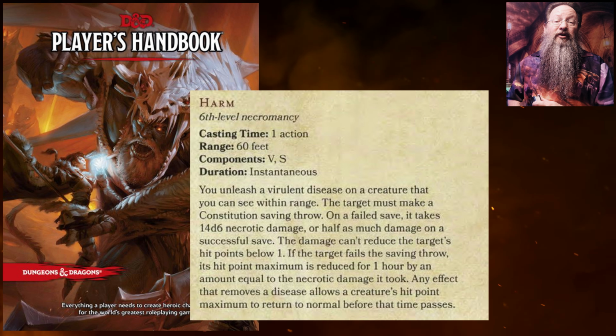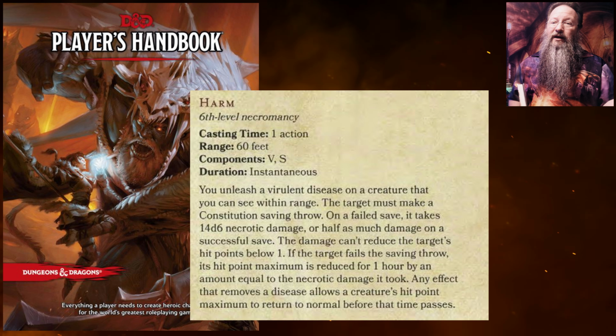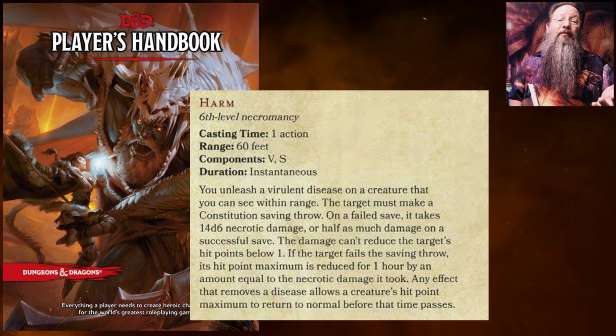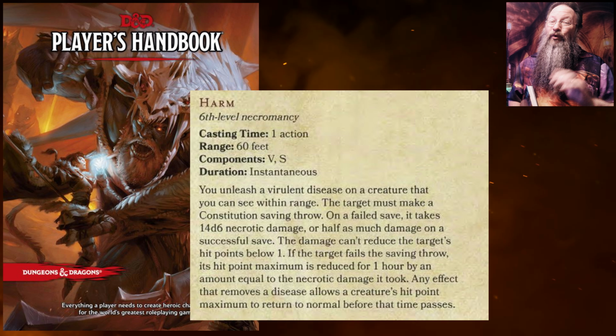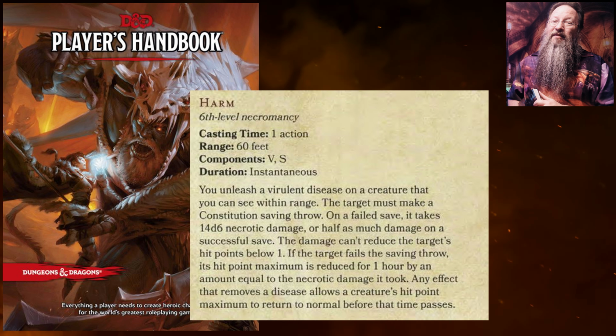Likewise, if you had 50 total hit points as your maximum and the damage was capped out at 84, 14d6 would be 84, you'd drop down to 1 hit point, and your temporary maximum would be 1 hit point. This was quite a massive change from anything we had seen previously.